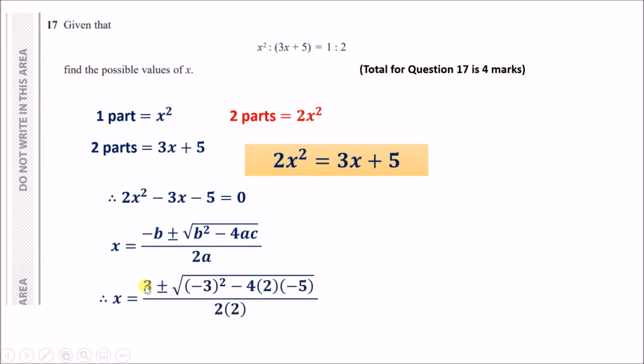Okay, so minus b becomes positive 3. The b here becomes negative 3. You can see the a is 2 and the c is minus 5. And of course, the a at the bottom is 2. And now what I would do is just try and carefully evaluate the surd inside, yeah?